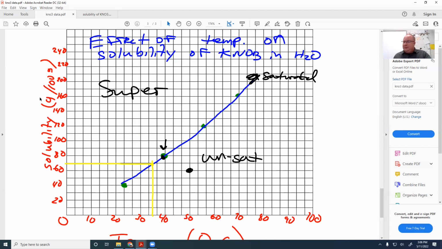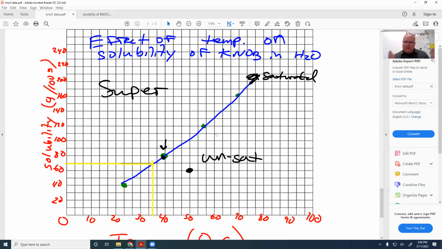Probably should write grams potassium nitrate per 100 grams of water, because that's what we looked at. Then, of course, we have our title, the effect of temperature on the solubility of potassium nitrate in water, and we graph it. Now, my graph, again, I made up my data, and it gave us good dots there. We want kind of a toss between a line of best fit and connect the dots. It should be a nice smooth exponential type curve. That's usually what potassium nitrate makes.